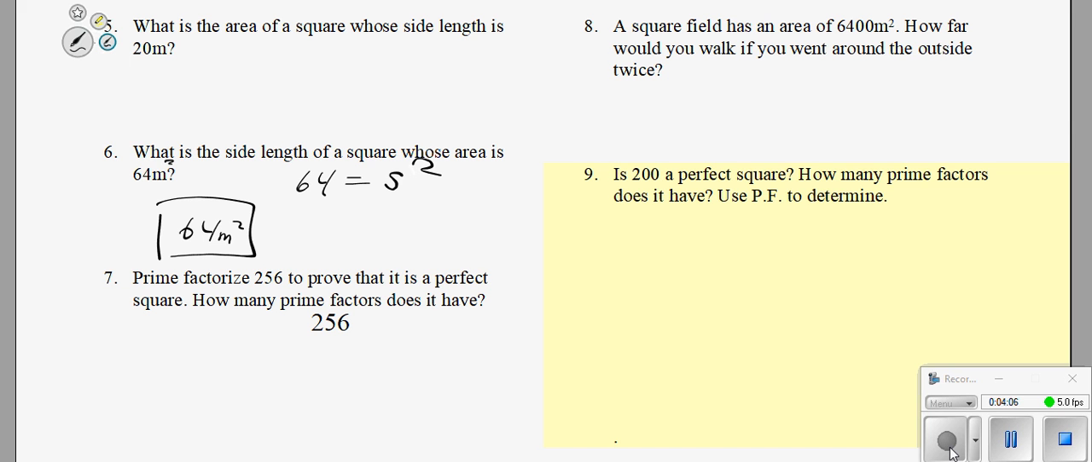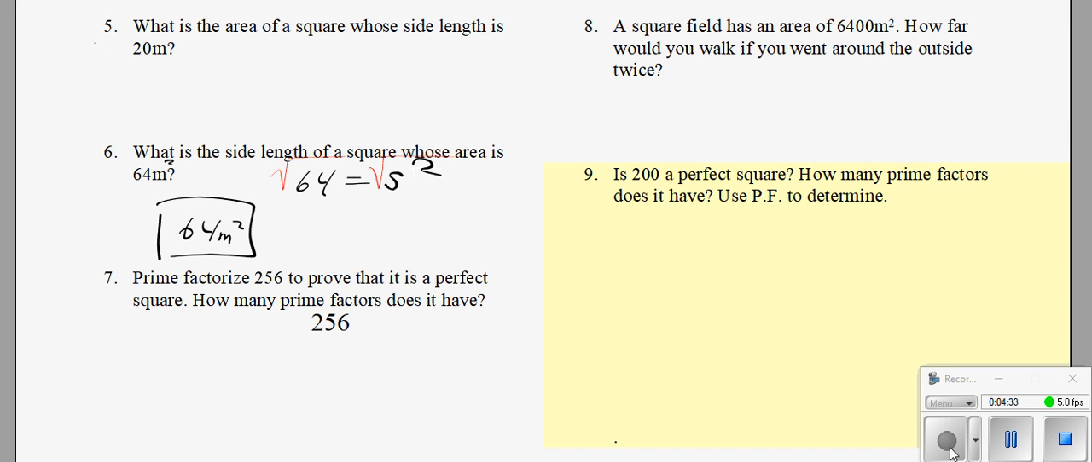Using the idea of maintaining equality within an algebraic equation, what can I do to both sides to get it down to not side squared, but rather side? What can I do to both sides here? Anybody? Yeah. Find the square root of both sides. If I square root this side and square root this side, remember what we talked about with algebra. Whatever you do to one side, if you do the same thing to the other side, you will maintain equality.